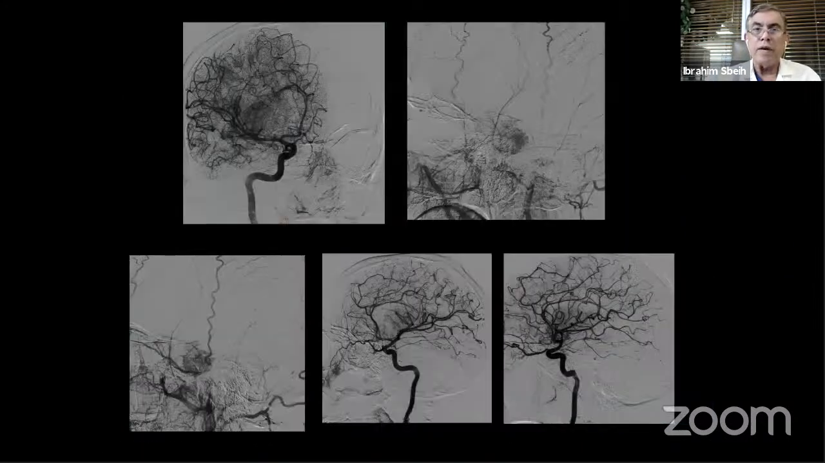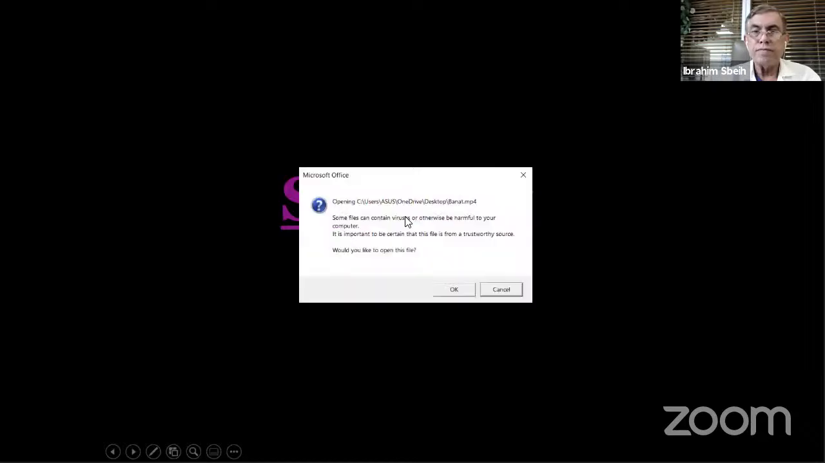I was not happy with the MRA, MRV, so I went for conventional angiogram. And indeed, there is a tumor blush here. You can see the tumor blush. Of course, when you do angiogram, we do six-vessel angiogram: two external carotids, two internal carotids, two vertebrals. Now let's see the surgery.